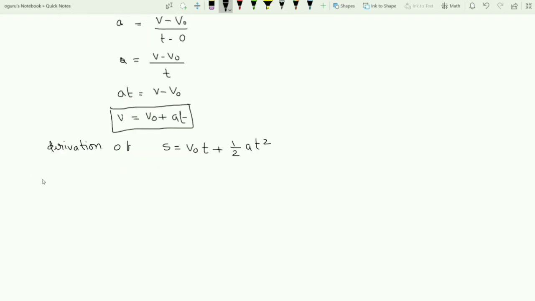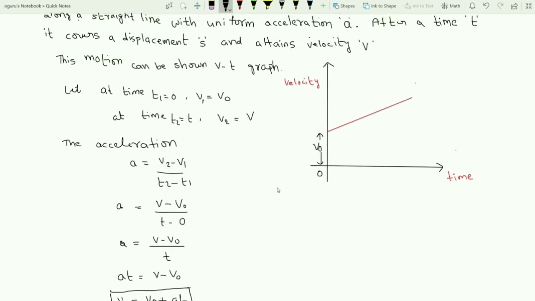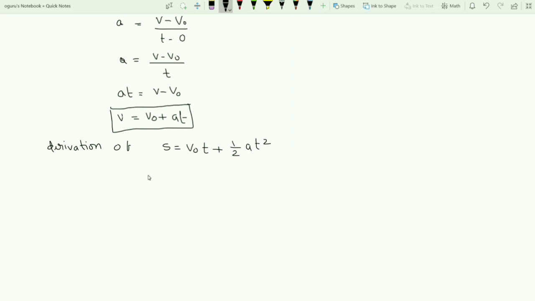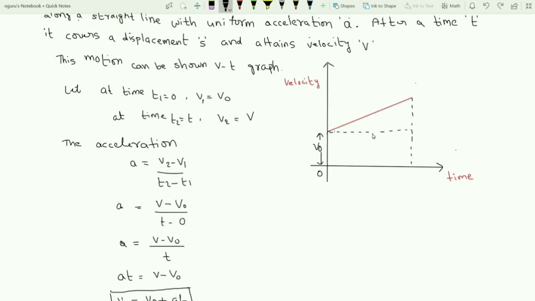Now let us derive the second kinematic equation, that is s equals v0 t plus half at square. For this derivation, let us observe the graph once again. This is the graph for a body with uniform acceleration. We already know that the area under the vt graph gives displacement. We can divide the area under the curve into two parts, a triangle and a rectangle. That is, the area under the curve is equal to the area of the rectangle plus the area of the triangle.